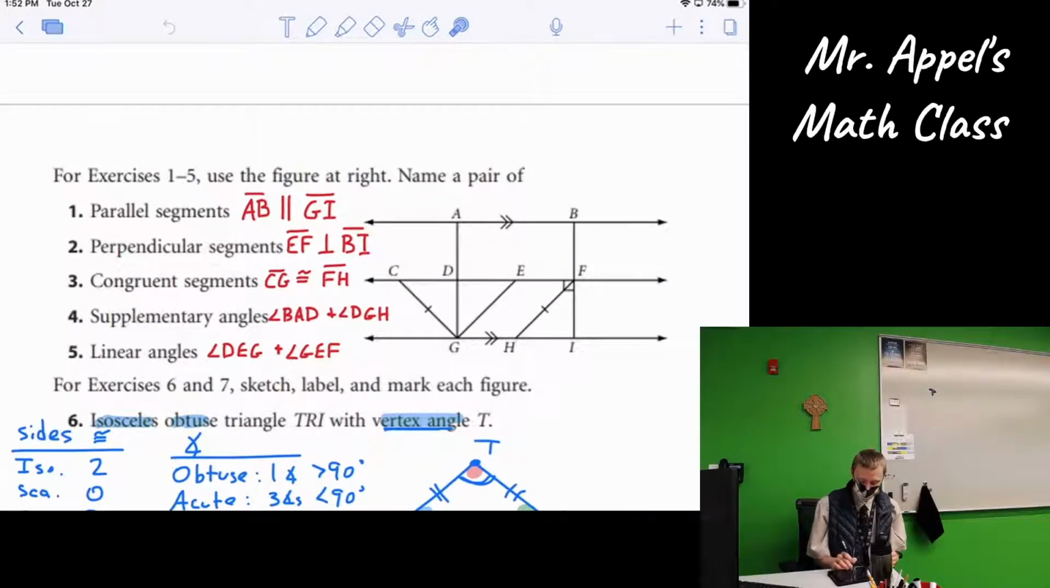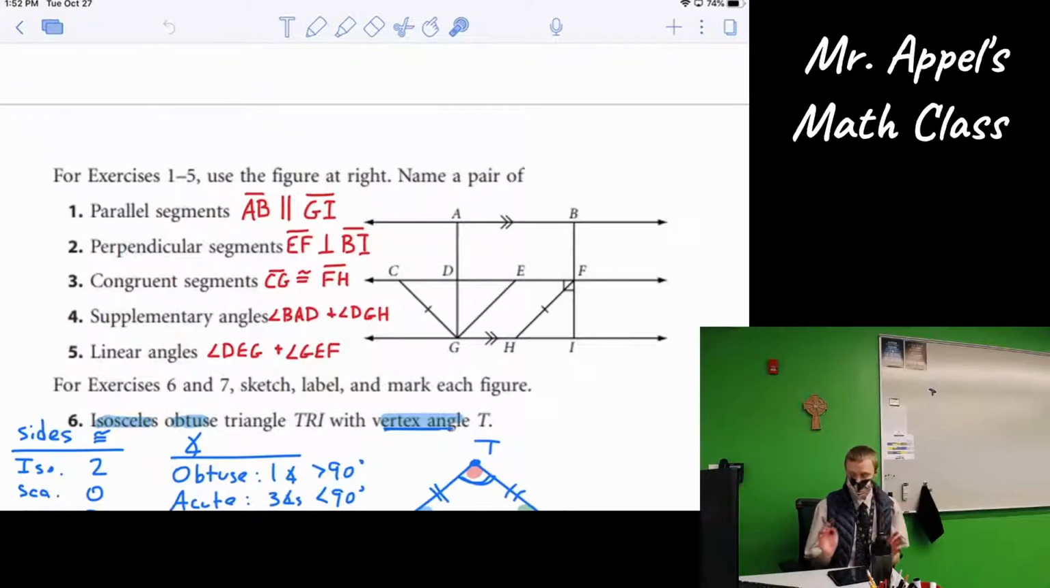Congruent segments. There is only one pair of congruent segments as marked. It has to be this segment. It has to be this segment. Again, you can swap the order of the listing, you can swap the order of the letters inside, but it must be that combination. And I'm going to skip 4 and come back to it. 5 is a little simpler.